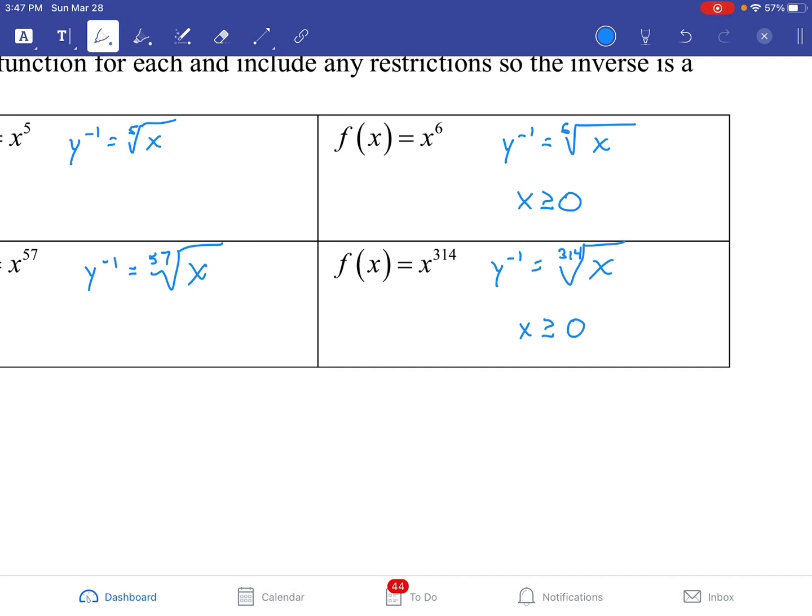Okay, so that's going to be happening for any different degree function you have, whether it's odd or even. The odds do not have domain restrictions, and the evens do.